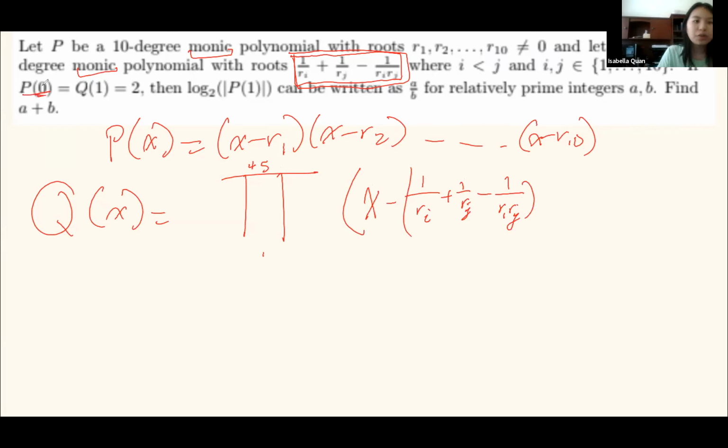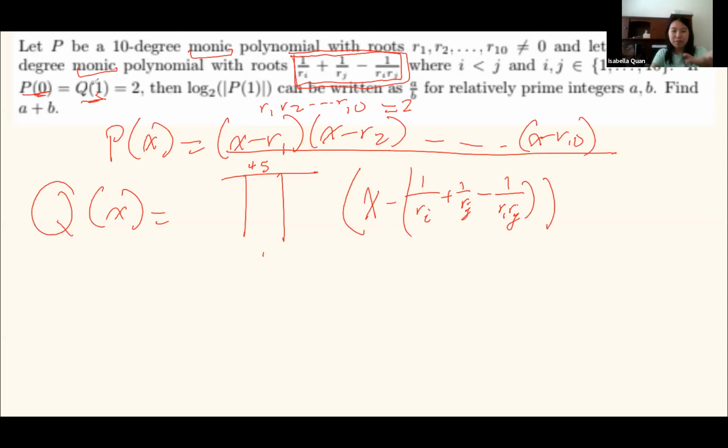So let's take the information that we're given. First of all, P of 0 is given, so let's put in zero in this equation. When we do that, we get R1 R2 all the way to R10. Notice that there's no negatives. That's going to be equal to 2. Cool, that's a good first step. Now let's figure out what this Q of 1 is all about. Usually when something tells you to put in 1 of something, it's kind of a weird request. Like, what do you exactly do with this? Actually, I'm about to show you, because what happens when you put 1 in here is that you get 1 minus R_I minus R_J plus R_I R_J.